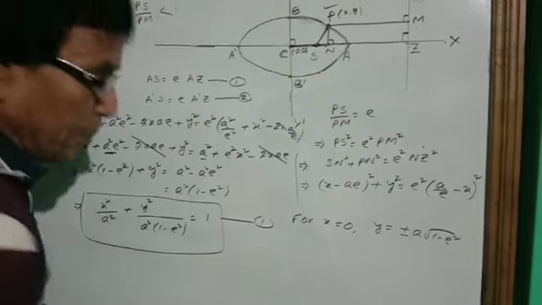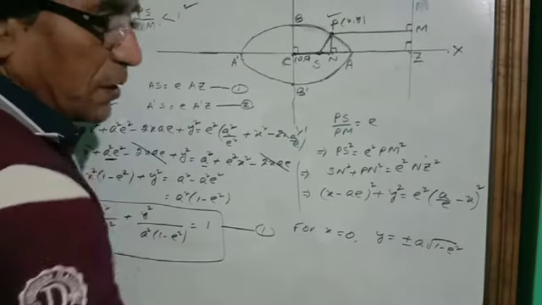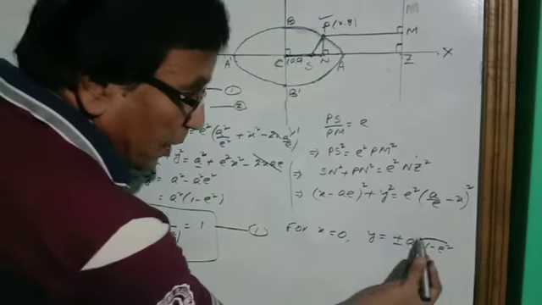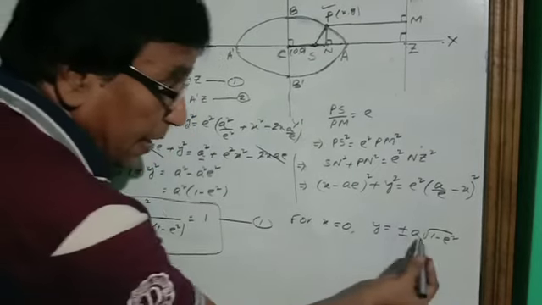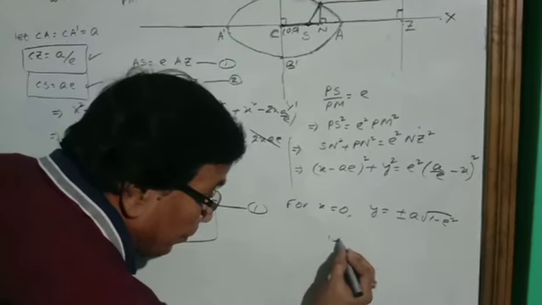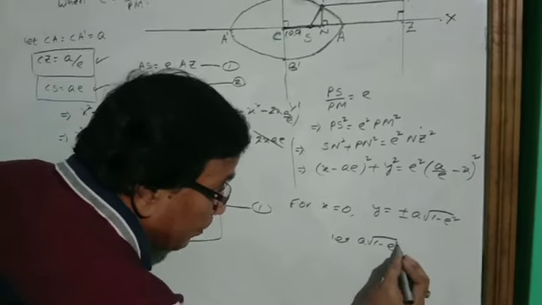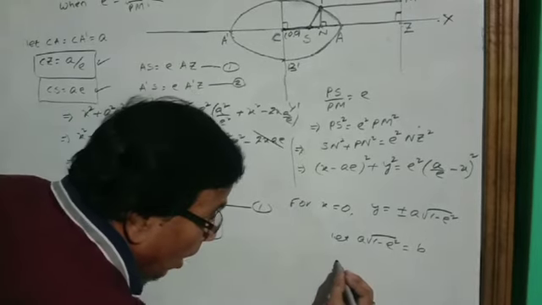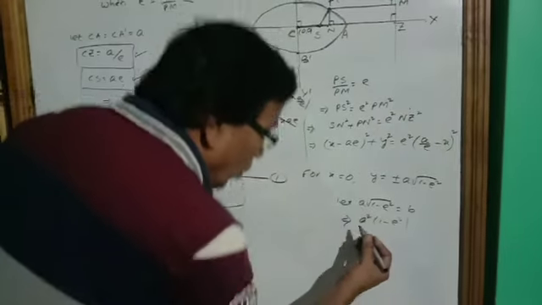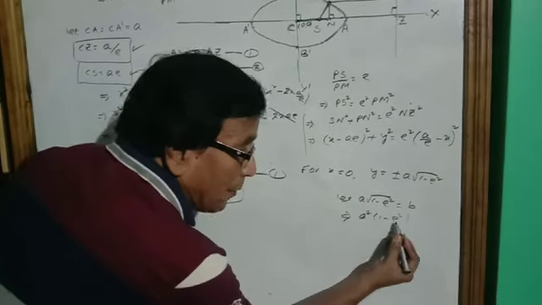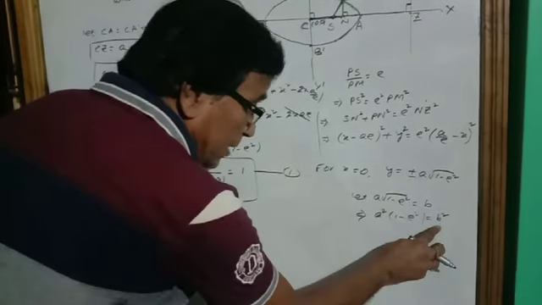Since e is less than 1, 1 minus e square is a positive quantity and the square root of this positive quantity is a real quantity. So y is a real number; for x is equal to 0, y is real. So let a into root over of 1 minus e square be equal to b. On squaring both sides, we are getting a square into 1 minus e square is equal to b square.